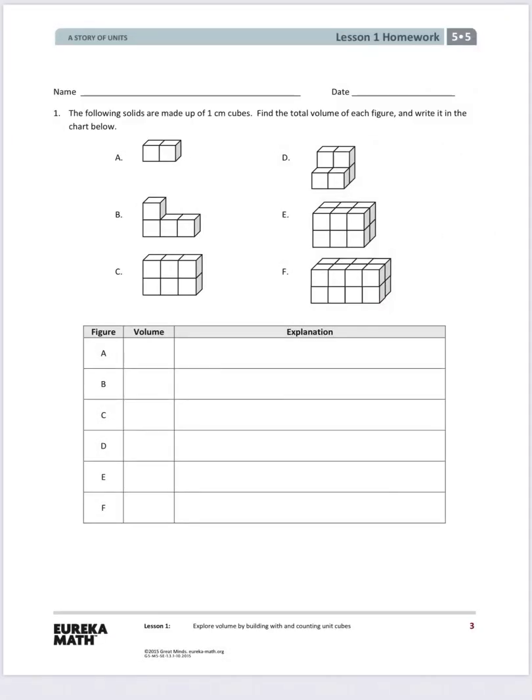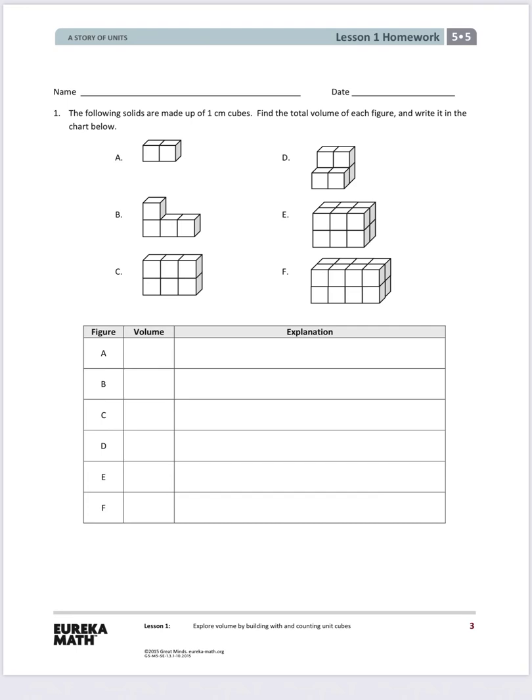Hey, kiddos. Okay, so let's work through a couple problems before you practice or do your iReady lesson. So, we're going to find the volume of these and we're going to kind of give an explanation of how we found the volume. Some of them are going to be pretty easy. So, let's look at figure A. Figure A is pretty simple.